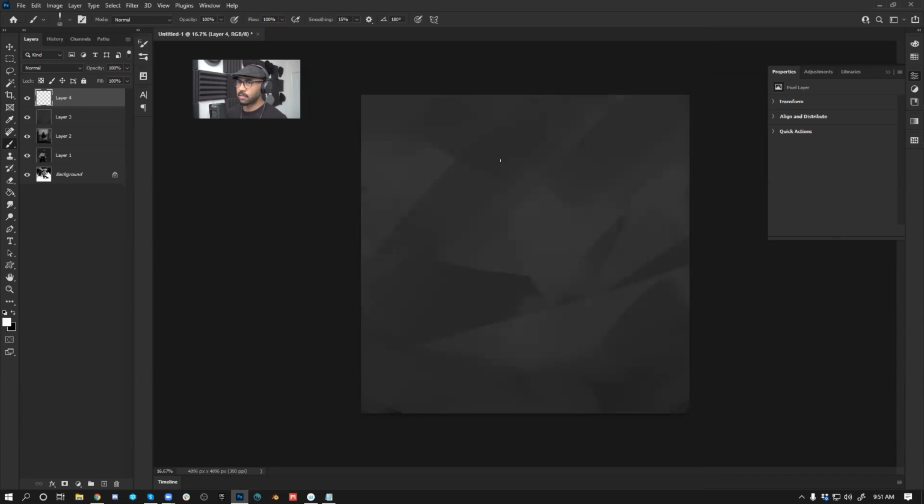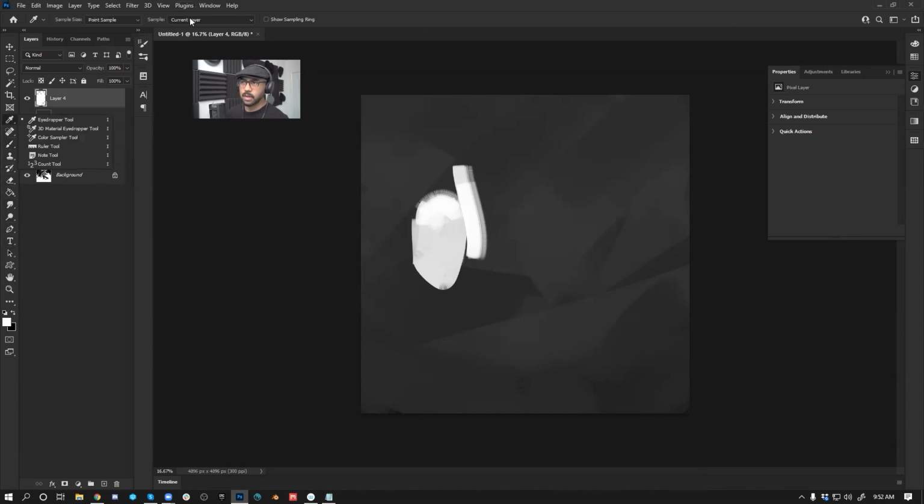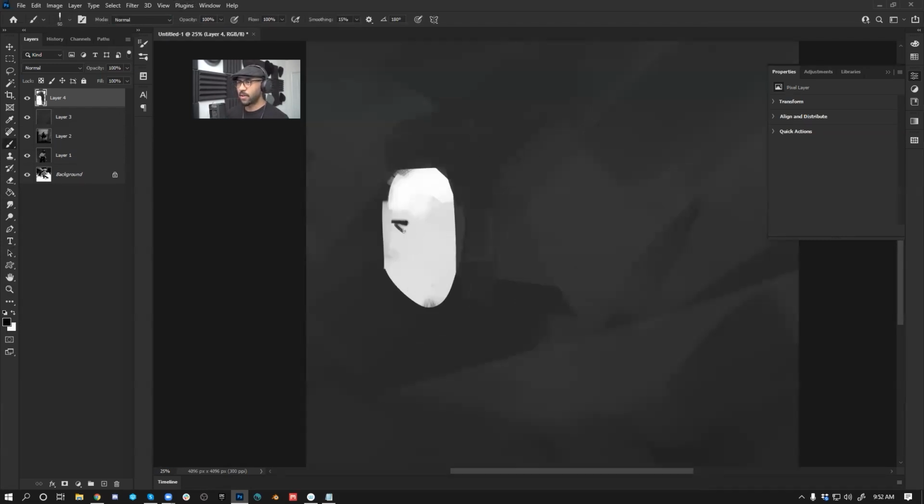If we were to think of it like a character being lit from above, we can just do something simple like this. Oops. Why isn't that color picking? It's not working. Is my color picker not working? Let's see. Do current layer. How long has that been on? I guess I didn't notice it because I've been painting only on one layer all this time.